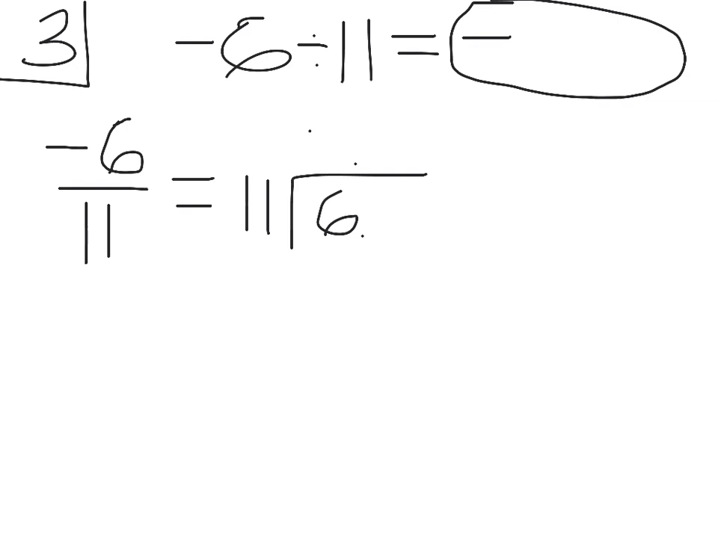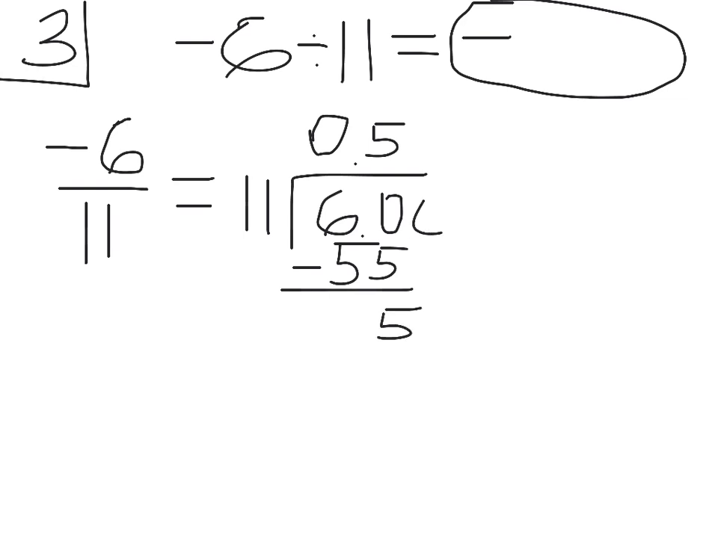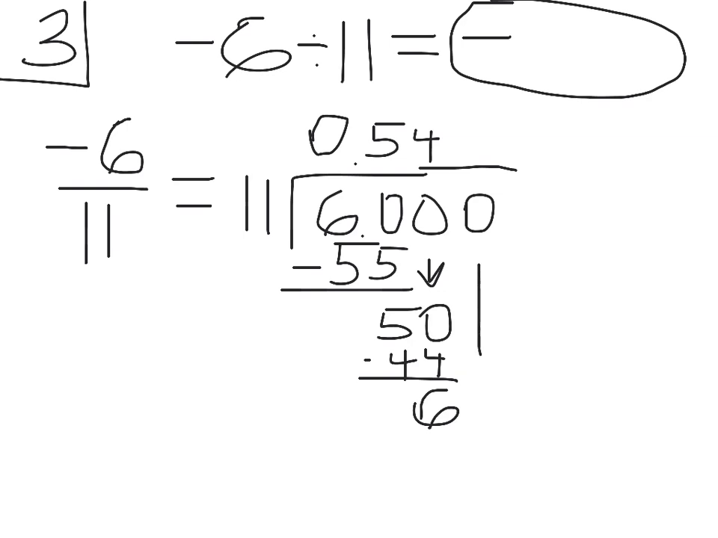Just 11 into 6 doesn't go into 6. 0 times. It goes into 65 times. 11 times 5 is 55. Subtract is 5. Drop a 0. Now 11 goes into 50. We've got 4 times. So 11 times 4 is 44. Subtract 50 minus 44, you get 6. And then we drop again.